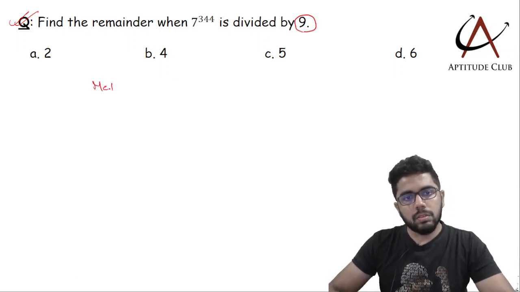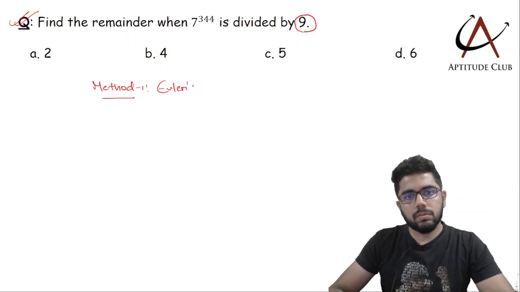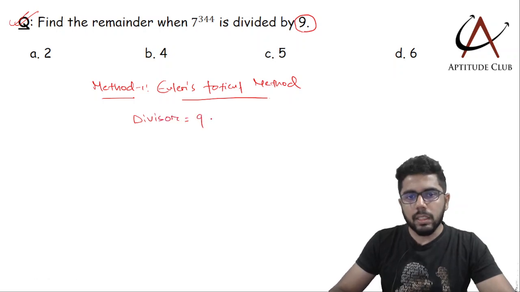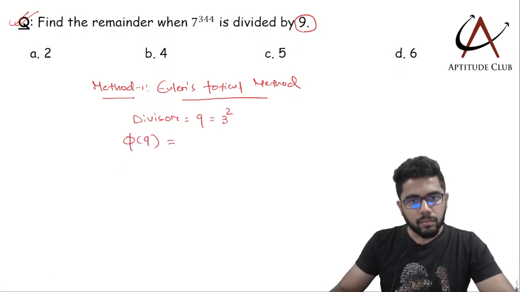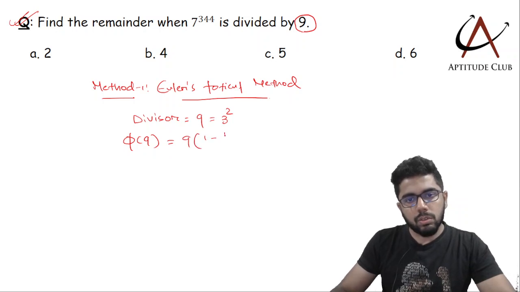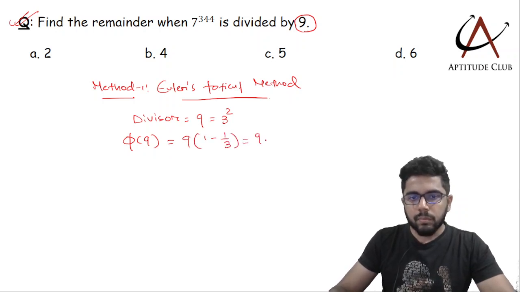So method 1 is we'll follow Euler's Totient method. What is Euler's Totient method? So if I have been given the divisor 9, I'll prime factorize it as 3 square. Then I'll find its Euler's number, phi of 9. So it can be calculated in this way, 9 whole into 1 minus 1 by 3. So which is 9 into 2 by 3. I get it as 6.